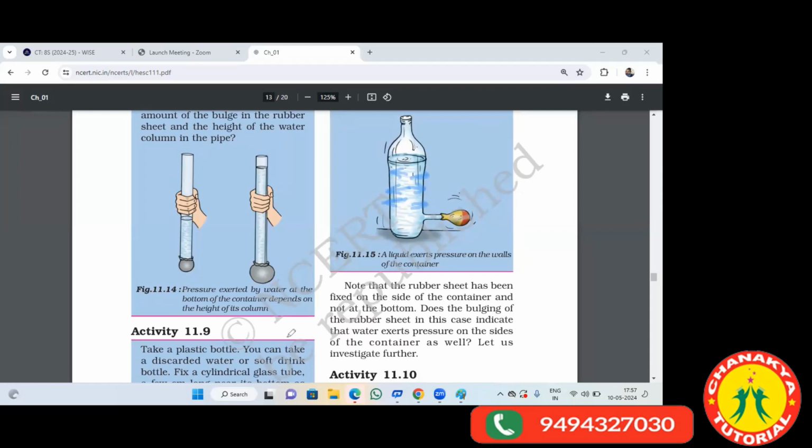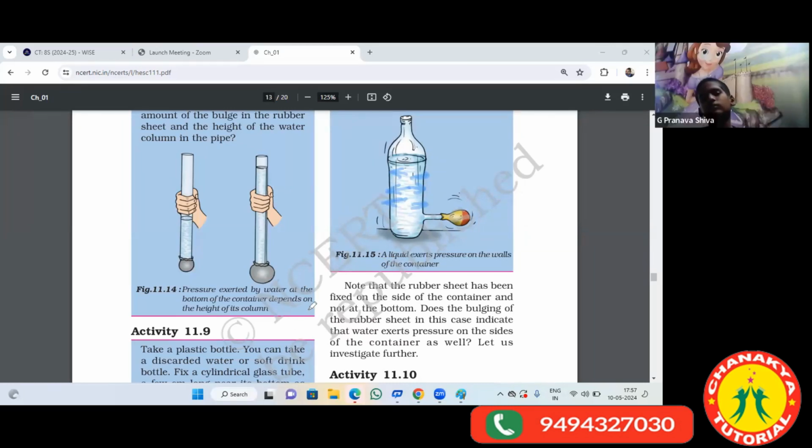Got it? Yes. So any other doubts? Shall we move to the atmospheric pressure again? Okay.